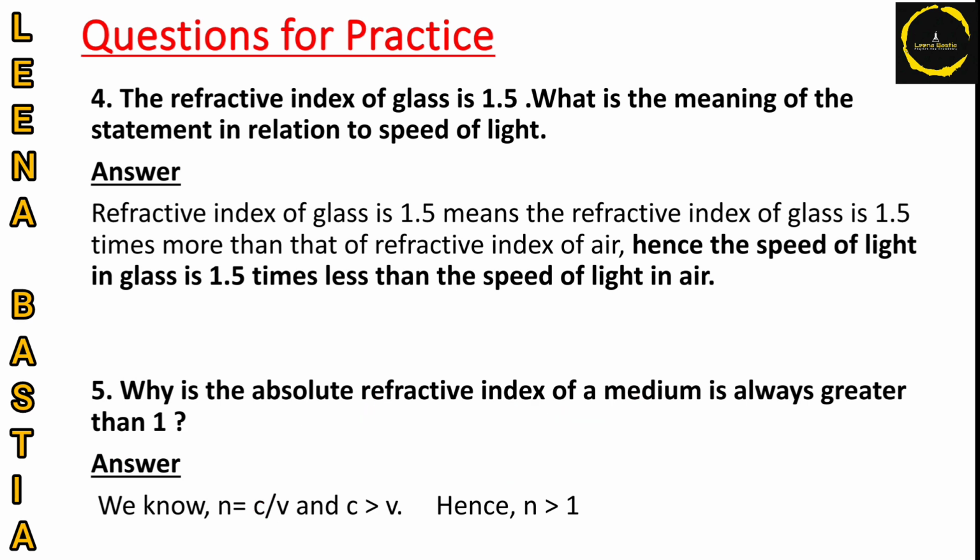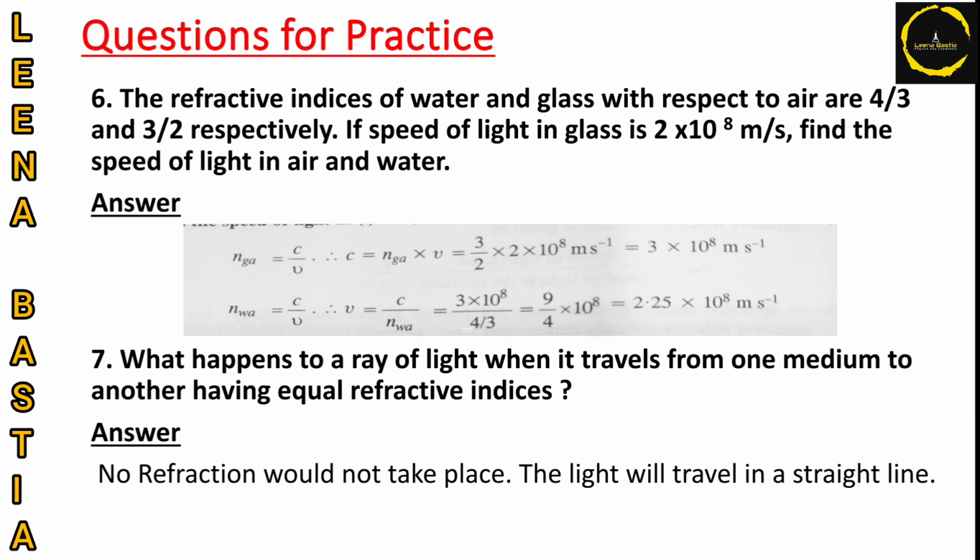Okay. Now, let us move on to the next question, question number 6. This question also, children, you can do it. It is quite easy. You just have to substitute the value and you will get the answer. The refractive indices of water and glass with respect to air are 4 by 3 and 3 by 2 respectively. We did these in the example, but see what else has been given. If the speed of light in glass is 2 into 10 to the power 8 meter per second, find the speed of light in air and water.